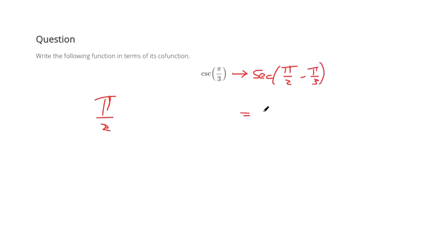Because if you simplify that, getting common denominators, you get pi over 6. That way, if you add pi over 3 and pi over 6 to one another, they make 3 pi over 6, which is pi over 2, a 90-degree angle.